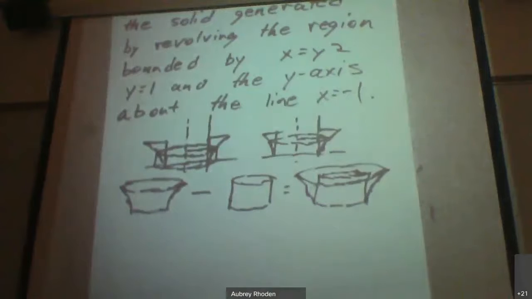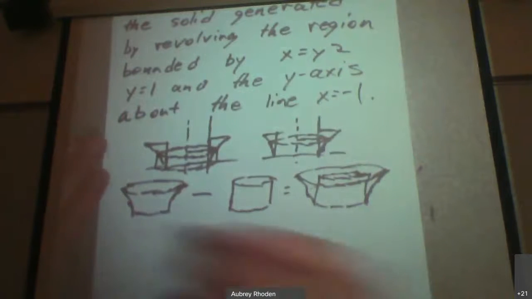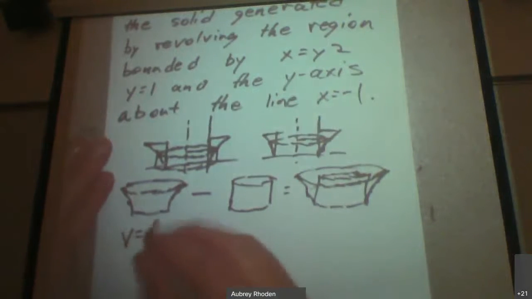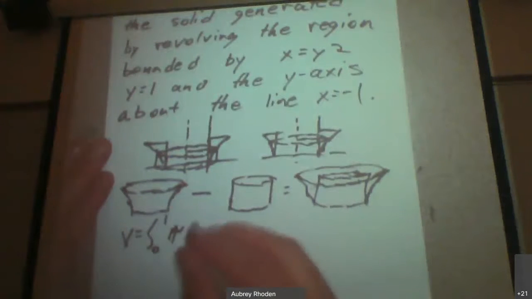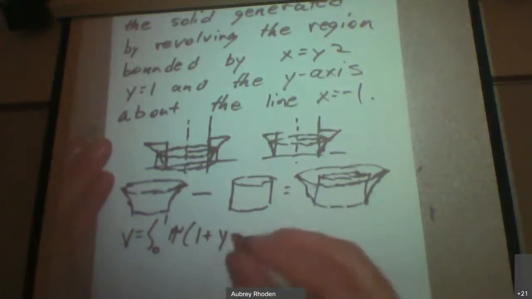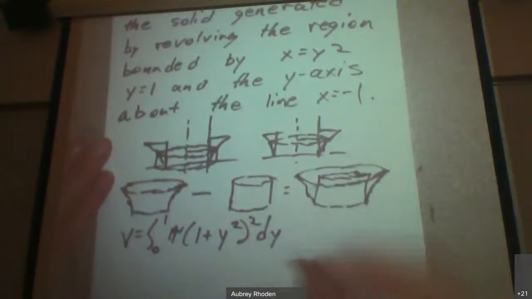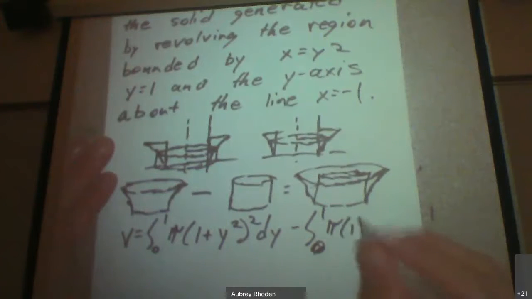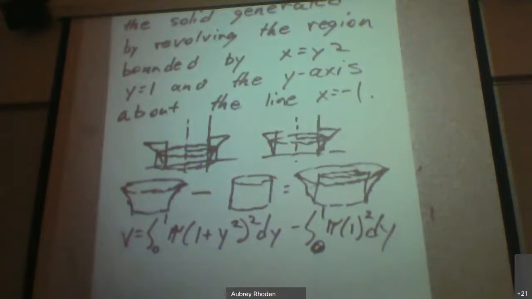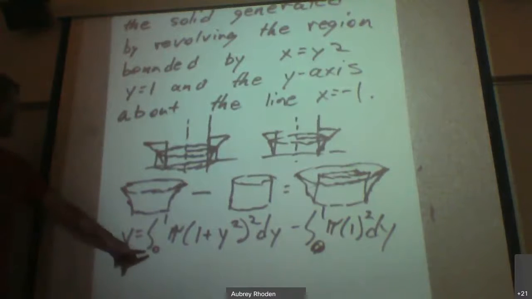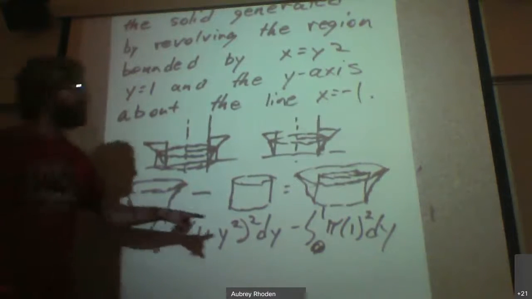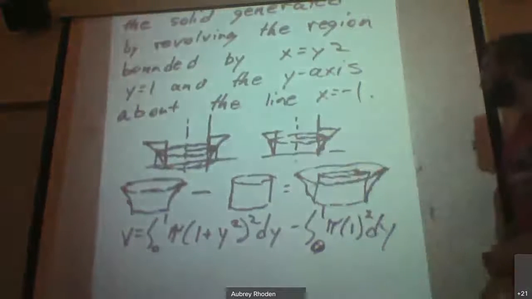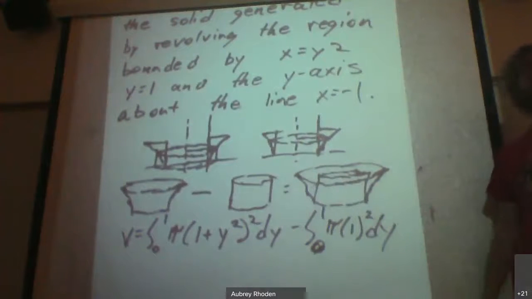So to do this, the volume would equal the integral from 0 to 1 of pi times (1 plus y squared) squared dy, minus the integral from 0 to 1 of pi times just 1 squared dy. Okay? So this volume right here is corresponding to this shape, and this one is corresponding to this shape. And then their subtraction equals the volume that we're trying to create.